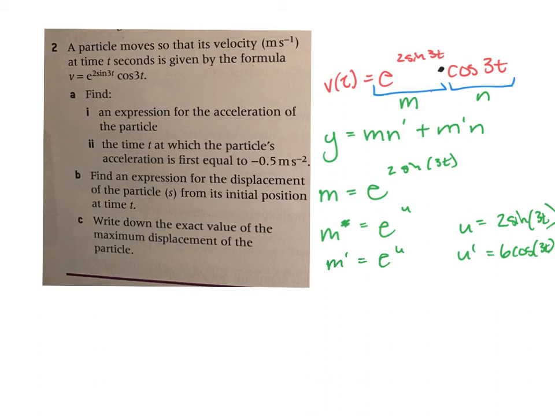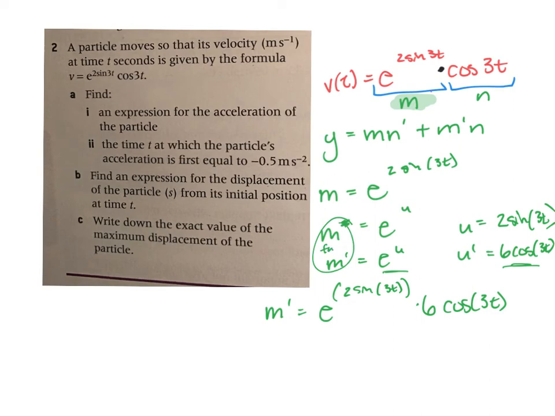And m prime would be e to the u. So then we're going to multiply those two things together, and we're going to get e to the 2 sine of 3t times 6 cosine of 3t. And that is all of this for official, final, actual m prime. So this is kind of like fake m prime. Sorry, my bad.